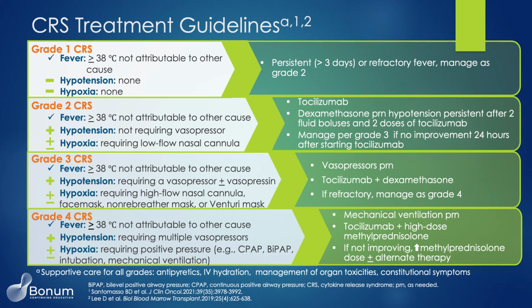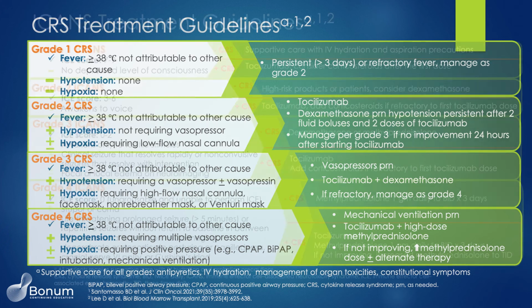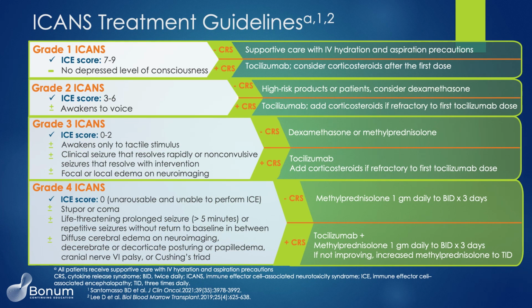Grade 3 CRS has the requirement for vasopressors and requiring high flow nasal cannula. And those patients, again, should be treated with supportive care and also tocilizumab, dexamethasone. And of course, grade 4 CRS, this is fever as well as severe hypotension, hypoxia requiring mechanical ventilation, et cetera. Those patients may get tocilizumab and potentially higher dose steroids, potentially also with alternative therapy, which can be cytotoxic therapy as well.